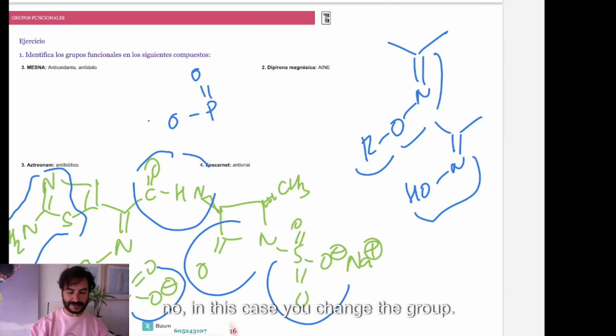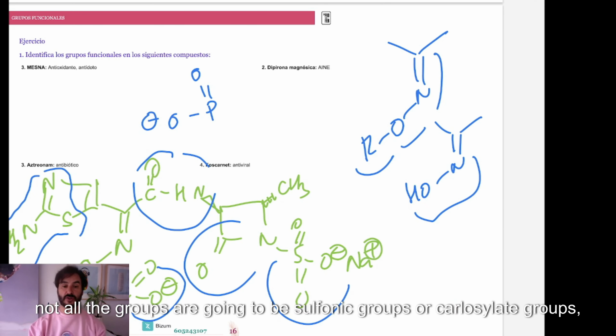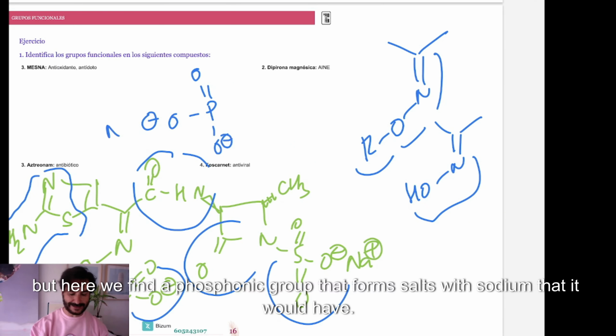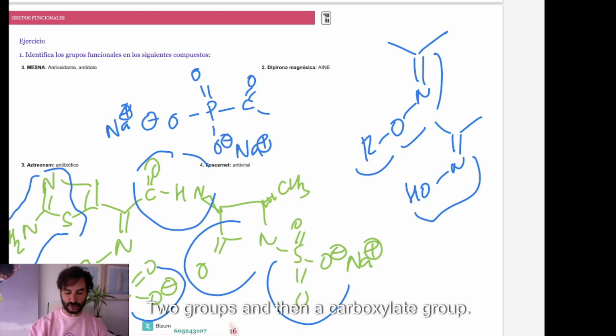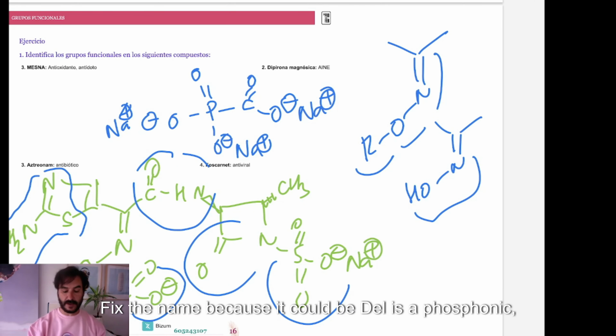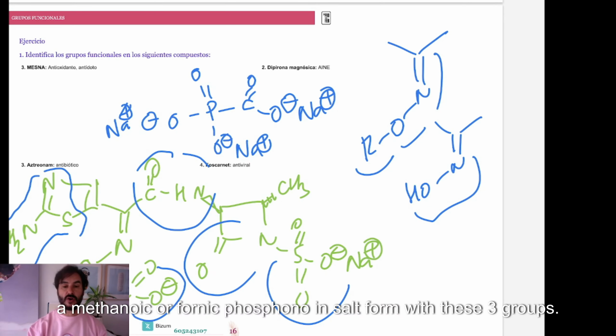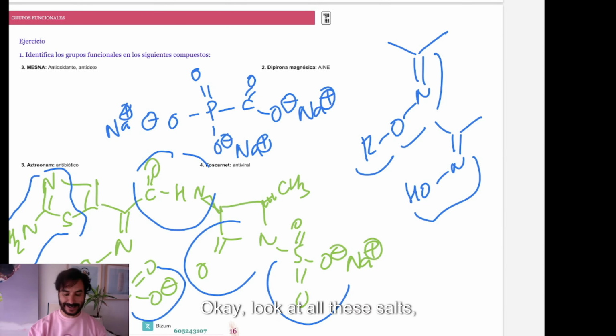No, in this case you change the group. Notice, not all the groups are going to be sulfonic groups or carboxylate groups, but here we find a phosphonic group that forms salts with sodium. It would have two groups, and then a carboxylate group. Fix the name, because it could be a phosphono formic acid, in salt form with these three groups. Okay, look at all these salts.